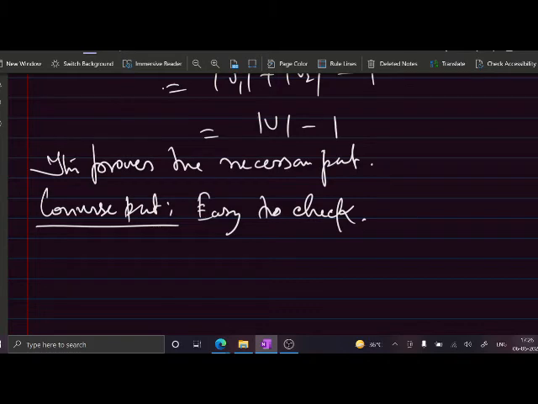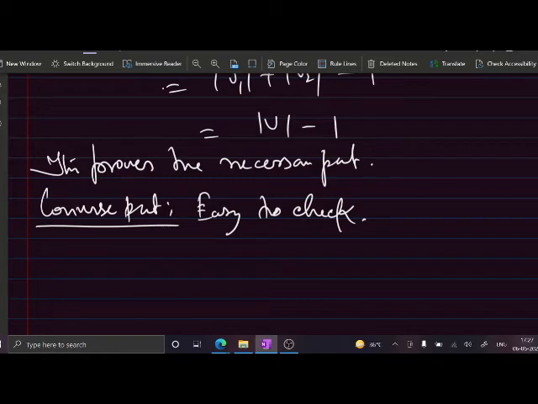Easy to check, because if you take a connected graph G for which the number of edges is n minus 1, where n is the number of vertices, then you must show that the graph is a tree. Okay. Then what do you do?